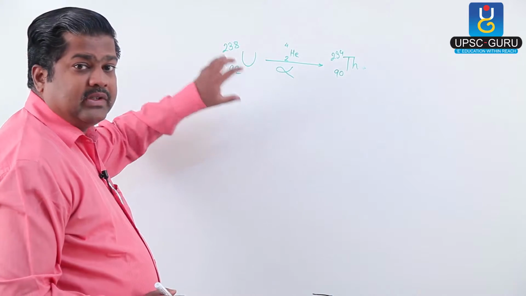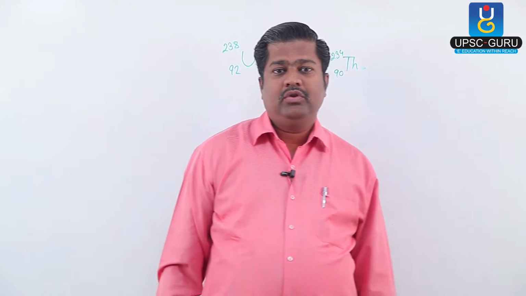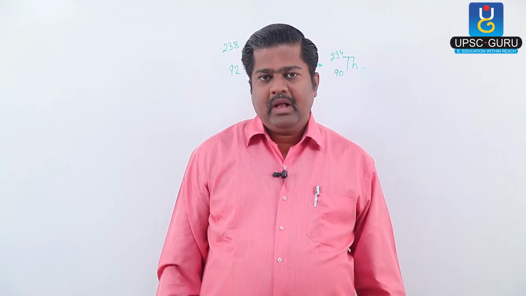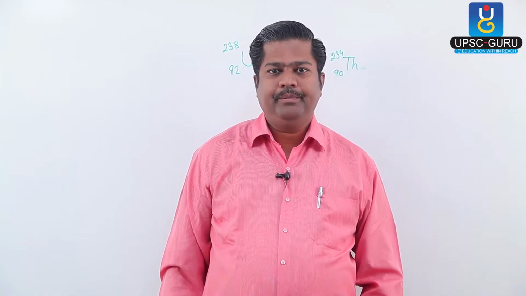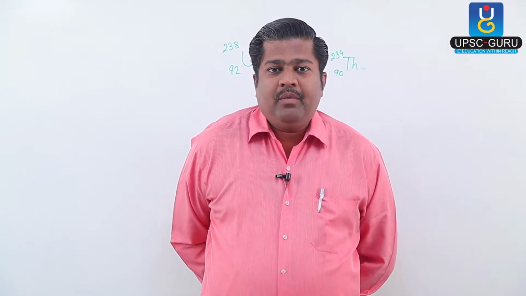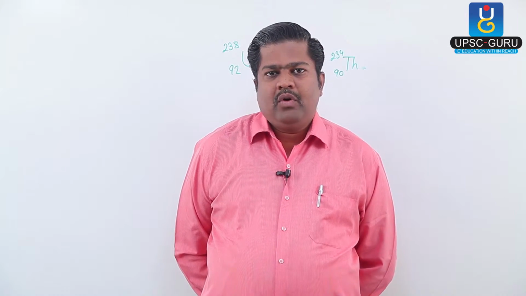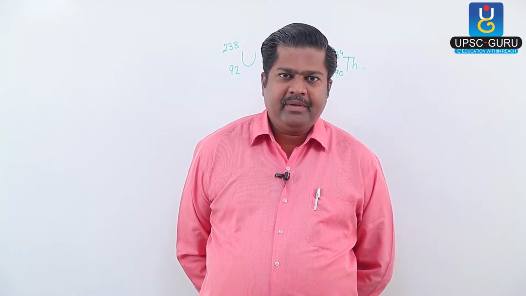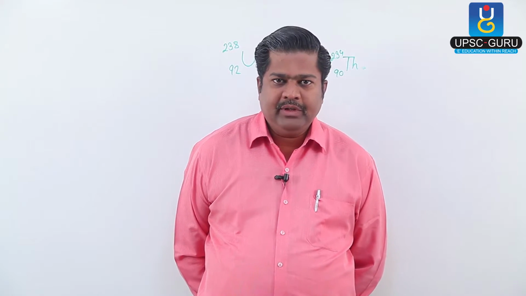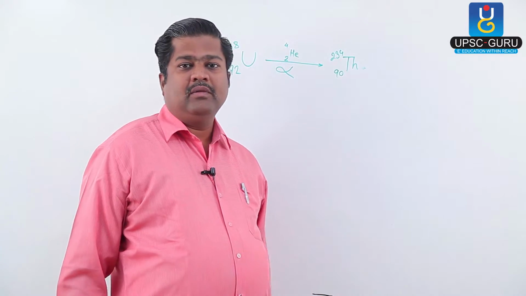It is not necessary that all uranium atoms emit an alpha particle at a time and get converted to thorium. No. Keep in mind, all uranium atoms will not emit alpha particles at a time. Only a few of them will emit. The rest will remain as uranium only. The few will emit an alpha particle and then they are converted to thorium.